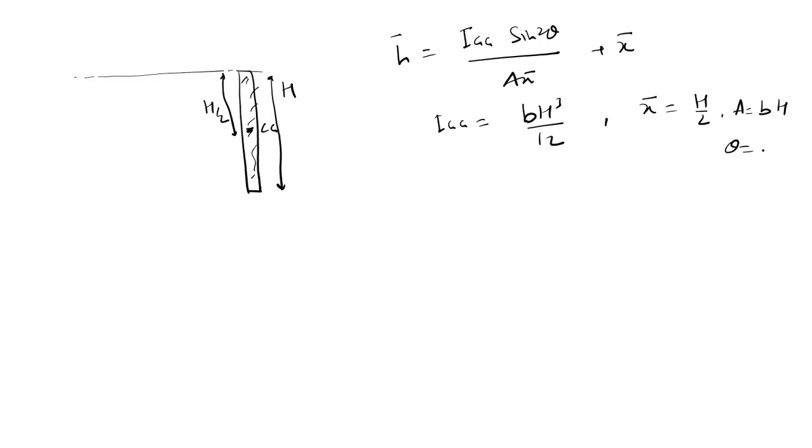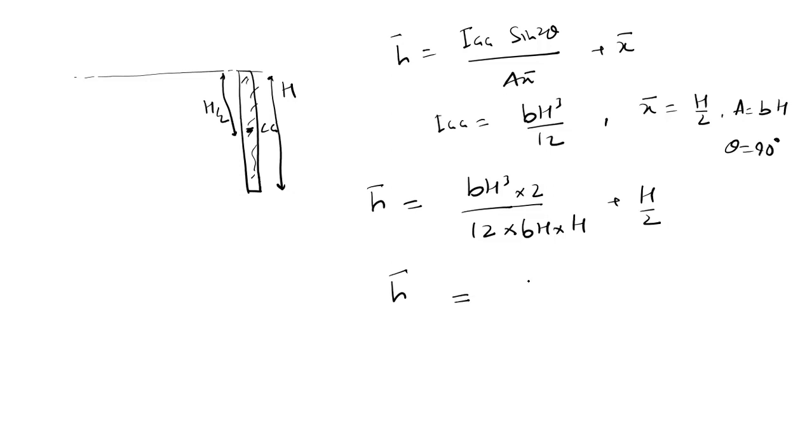Theta equals 90 degrees. So if we substitute these values, then BH cube by 12 into 1, that is sin square theta, will be 1. A is BH, x bar is H by 2, plus H by 2. This will give h bar equals BH square... H by 6 plus H by 2, which is nothing but 2H upon 3, right? So we have proven that using this formula.